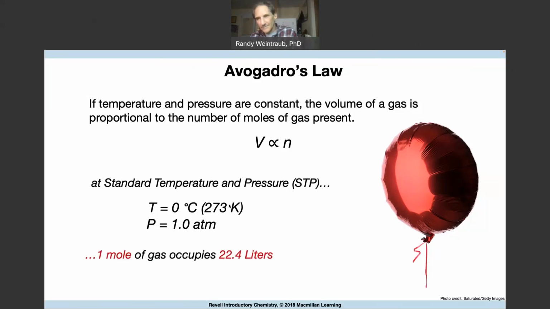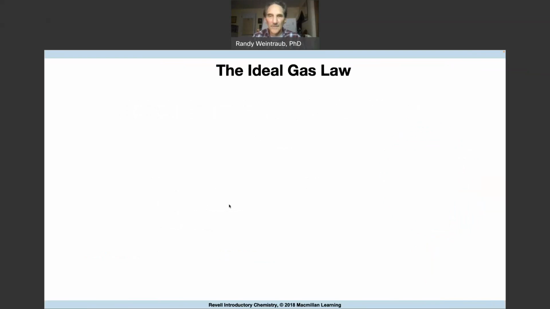And this number turns out to be 22.4 liters. 1 mole of gas will occupy this volume at standard temperature and pressure. This is about the volume of a large balloon, the one shown there.